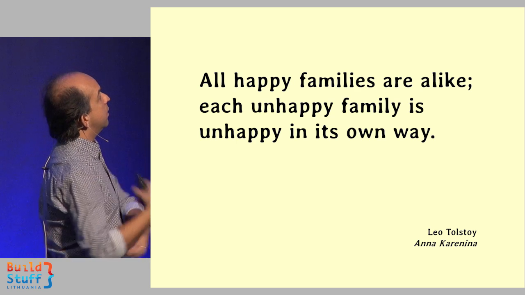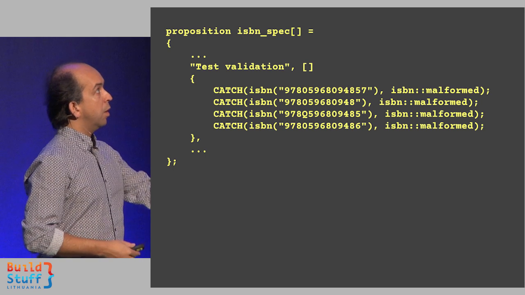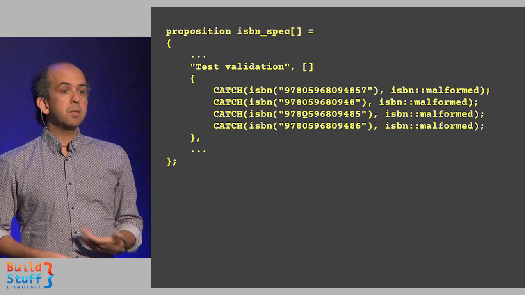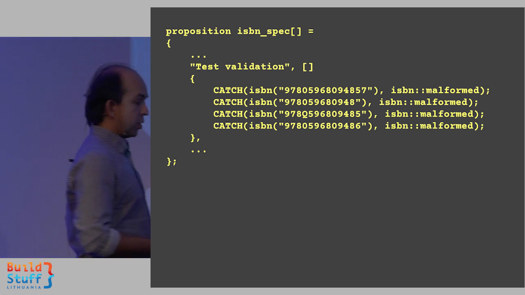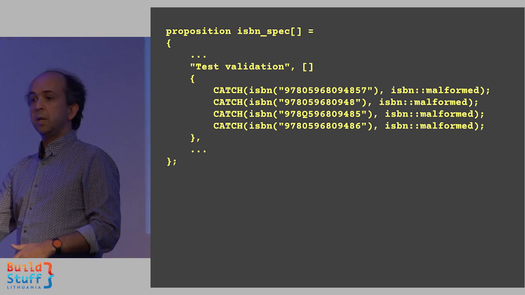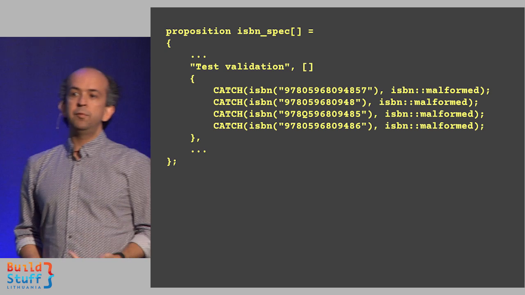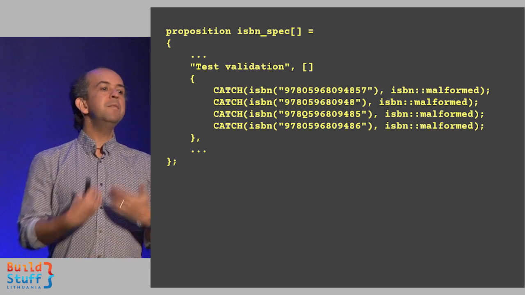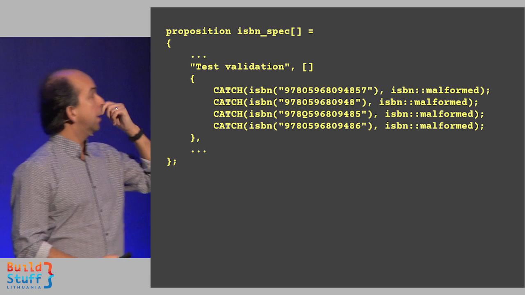So here is a very simple set of tests to deal with an ISBN type, International Standard Book Number, which is a code that you'll find on the back of any book. You can go to Amazon and see these codes. And it has a rule of well-formedness, which basically means if you pass in an invalid ISBN, it should get rejected with an exception, the malformed exception.